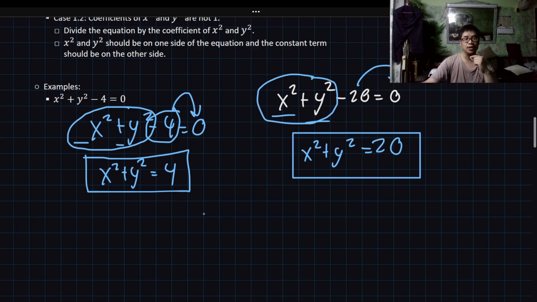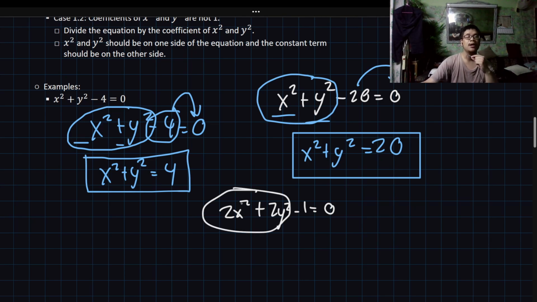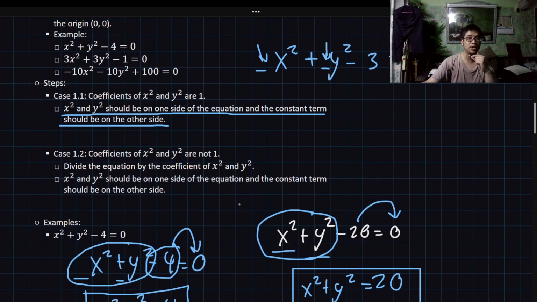Now, what if it visibly has a number? For example, 2x squared plus 2y squared minus 1 is equal to 0. What are you going to do if you have this? That leads us to case 1.2: the coefficients of x squared and y squared are not 1. So what am I going to do? First step, you divide the equation by the coefficient of x squared and y squared.